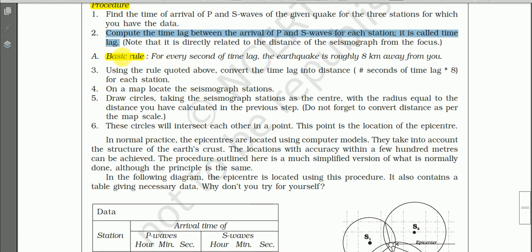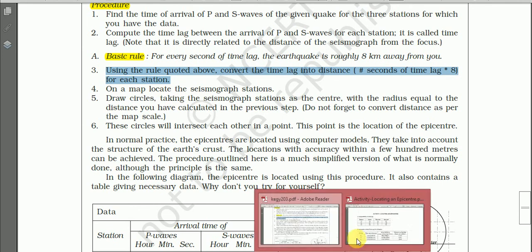And here the basic rule: for every second of time lag, the earthquake is roughly 8 kilometers away from us. Then, using the rule given above, convert the time lag into distance. That is, seconds of time lag multiplied by 8.